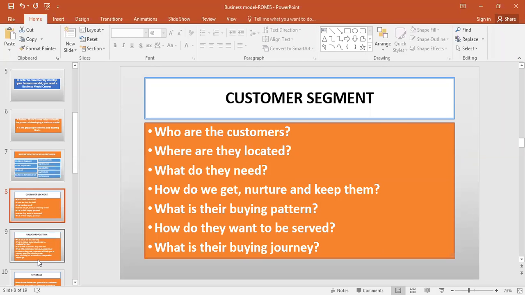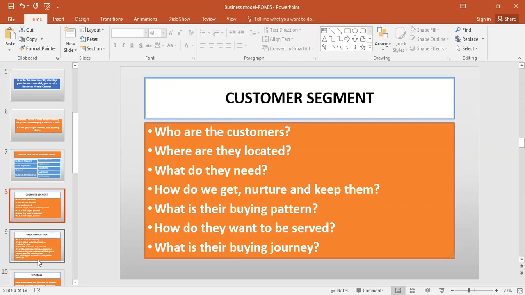What do they need? What do customers need? What is the problem? What solution do they really need? What problem do they currently have? What are their current pain in that industry? Now, how are you going to get the customers, nurture and keep them? What is their buying pattern? How are they currently buying or patronizing the existing solutions? How do they want to be served? What is their buying journey? Customer buying journey has to do with how customer get to know about your product, making the buying decision, buying your product, then consuming it, then what will now be the result as a result of consuming your product.